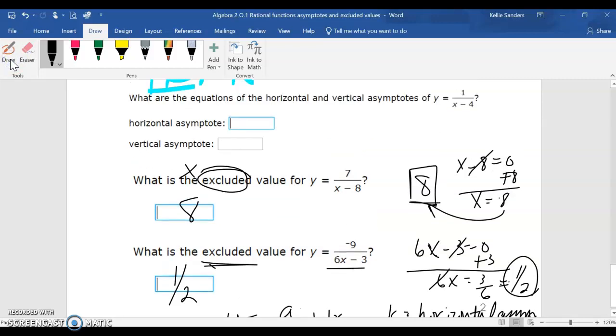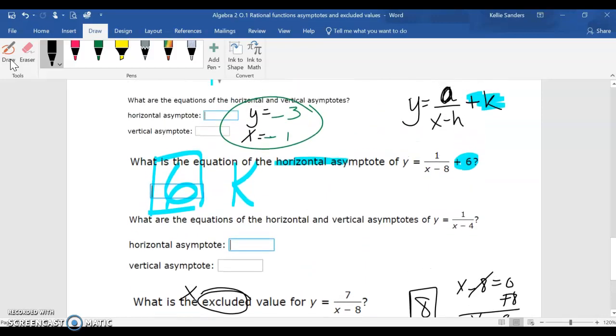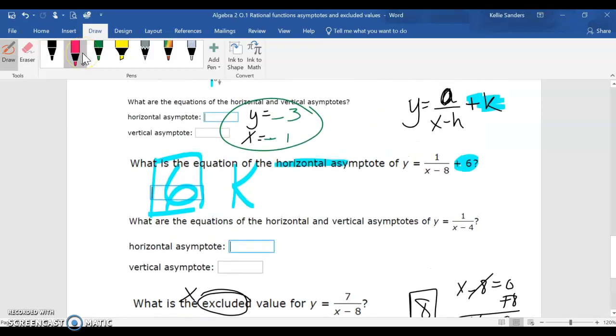Now let's go back up here to the one that I skipped. Your horizontal asymptote is going to be your k. Your vertical asymptote is going to be your h. Your k would be like a plus 0, because there's not a plus or a minus anything right there. So it's going to be y equals 0. The vertical asymptote is going to be x equals. What makes this 0? 4 makes that 0, so your vertical asymptote would be x equals 4.